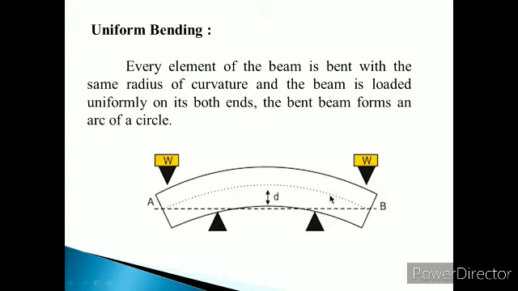Due to the uniform loading, the beam also bends with a uniform radius of curvature. This type of bending is known as uniform bending. That means we have to apply the load at both the ends uniformly so that the beam also bends with the same radius of curvature. That is known as uniform bending.